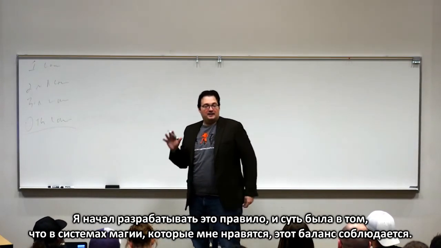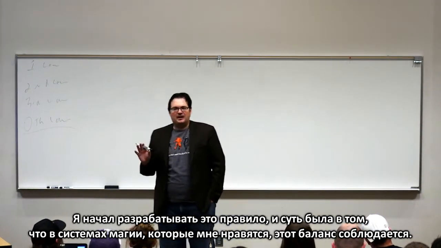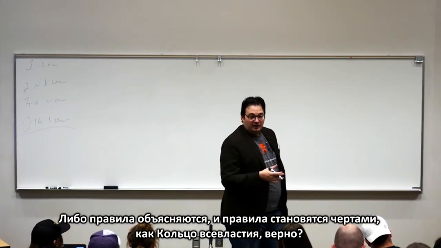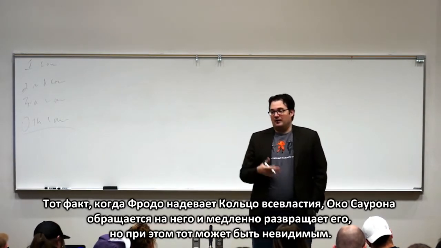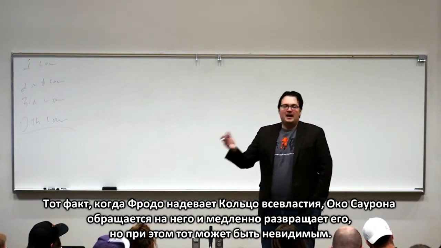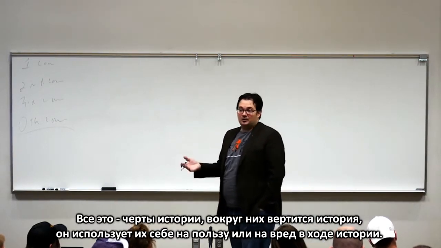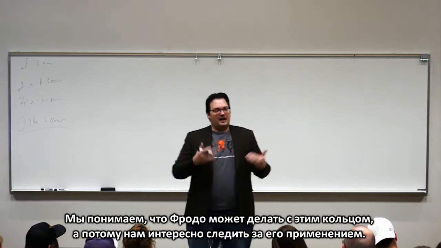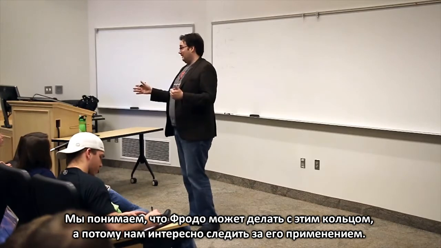So I started developing this rule, and the idea was that the magic systems I liked seemed to walk this balance. Either they explained the rules and then made the rules a feature, like the One Ring, right? The fact that when Frodo puts on the One Ring, the Eye of Sauron turns toward him and it slowly corrupts him, yet he has the ability to turn invisible. These are all features of the story. It's what the story centers around. He uses that to advantage and to disadvantage throughout the story. We understand what Frodo can do with this ring, and therefore we are excited by seeing how it is applied.